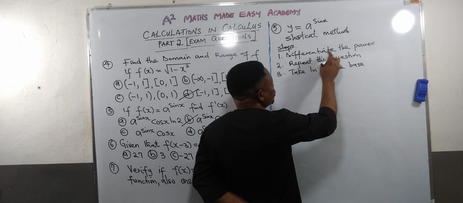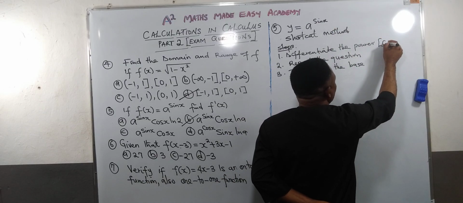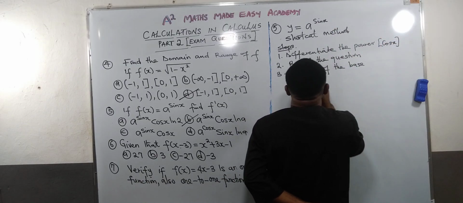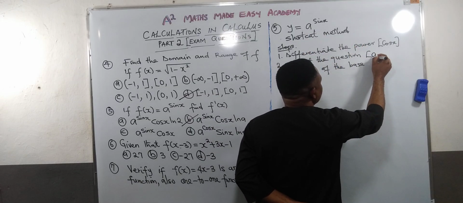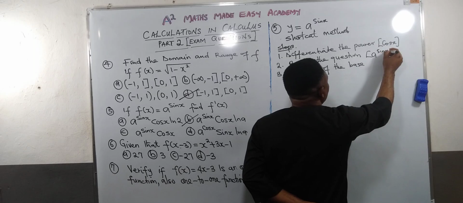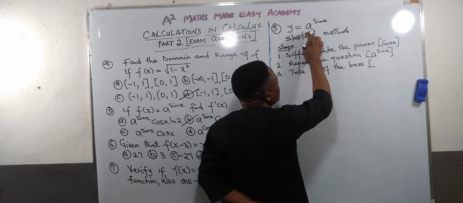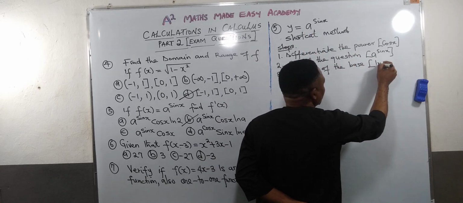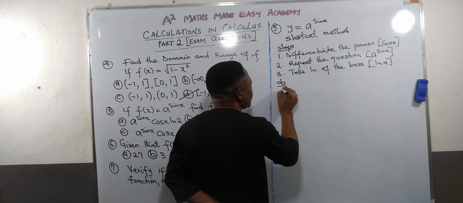Now let's differentiate the power. What's the power? Sine x. If you differentiate sine x, the answer is cos x. Now the second thing is repeat the question. The question is a raised to power sine x. Then lastly, take the ln of the base. Here the base is A, so call it ln A. That is all.